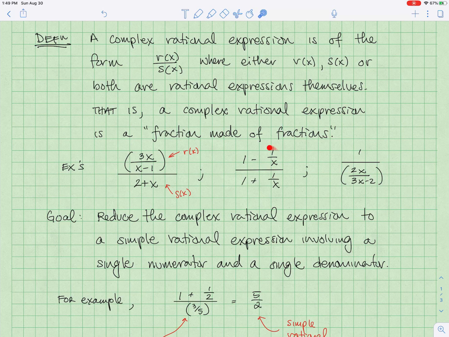In either case, this upper expression is r of x, and this lower expression is s of x. And then finally over here we have 1 divided by the quantity 2x over 3x minus 2. So in this case, just the denominator is a rational expression. So they come in many different forms. Our goal in this section is to reduce the complex rational expression to what we're calling a simple rational expression involving a single numerator and a single denominator.